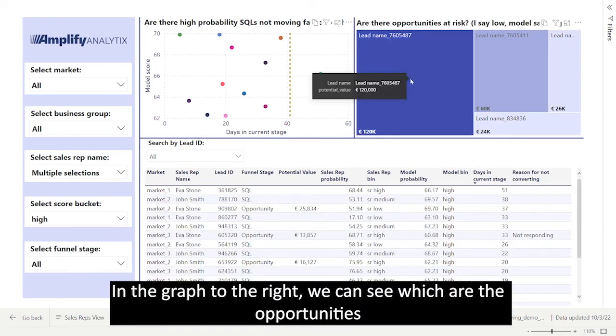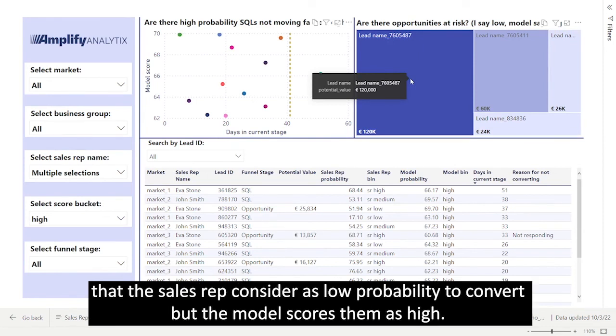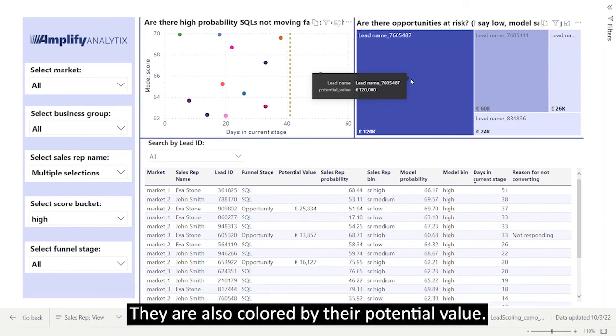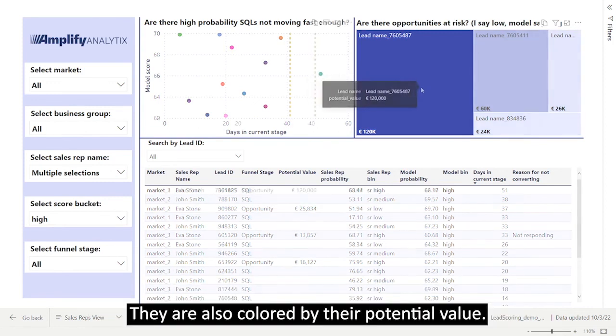In the graph to the right, we can see which are the opportunities that the sales rep considers low probability to convert, but the model scores them as high. They are also colored by their potential value.